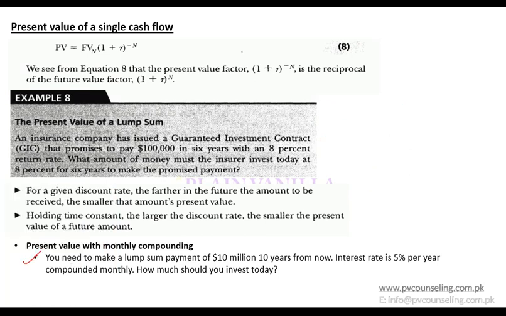Similarly, you can calculate present value with monthly compounding. What is the answer? You need to make a lump sum payment of $10 million 10 years from now. Interest rate is 5% per year compounded monthly. How much should you invest today? So what should be the present value for it?